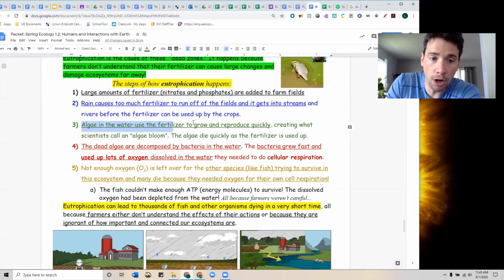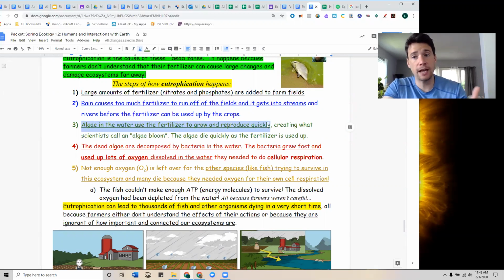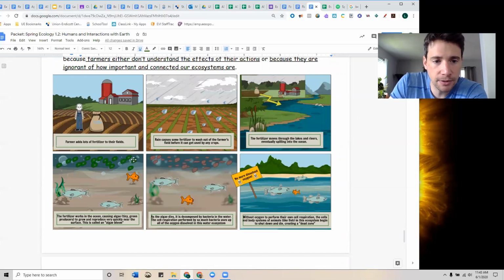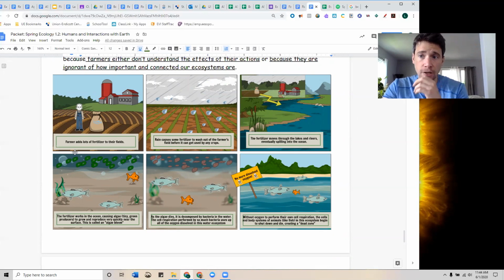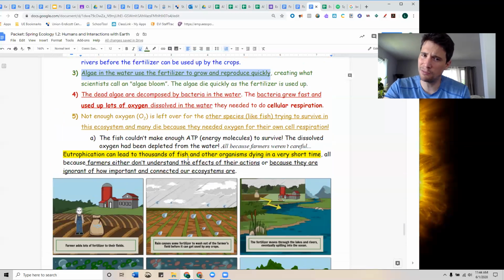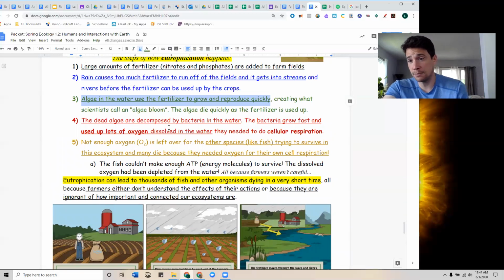So algae in the water, they grow really fast. Algae are like the little plants that are usually at the top where there's most sunlight. They're not actually plants. They're protists. They're in another kingdom of life. And algae will grow really fast if there's lots of fertilizer. And that sounds like an okay thing, right? You have lots of algae. So it seems like we're actually increasing the amount of life. So it sounds good so far.